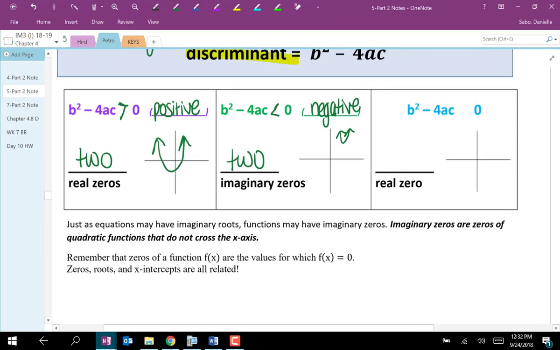Then we have when it equals 0. If you type it in your calculator and it equals 0, you're going to have 1 real zero. That's usually at your vertex or something like that. You can see here it only crosses 1 time, and that's why it's 1 real. You can visually see it cross the x-axis, and that's why it's only 1. So that's something you have to refer back and forth to on the next page. Flip when you're ready.